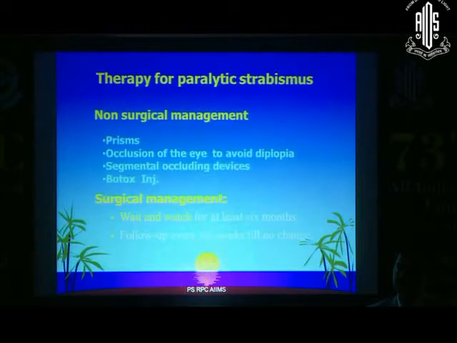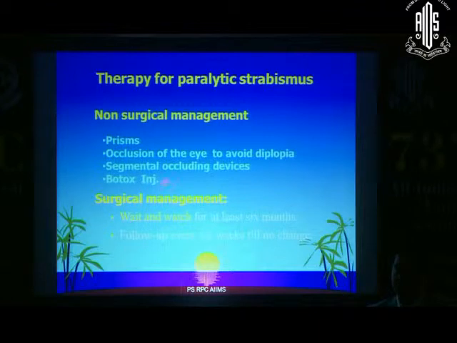And the other associated things will tell us. So how do we manage the cases of sixth nerve palsy? Prisms, occlusion of the eye to avoid diplopia in the intervening period that we are waiting for 6 months' time. We never would like to operate before 6 months. We have to wait and watch.